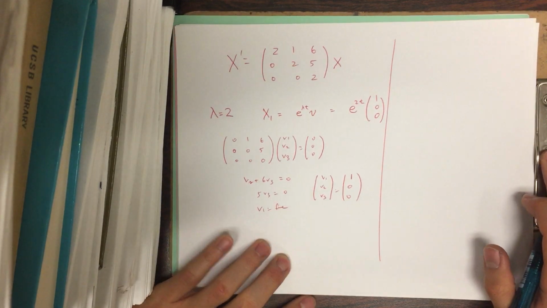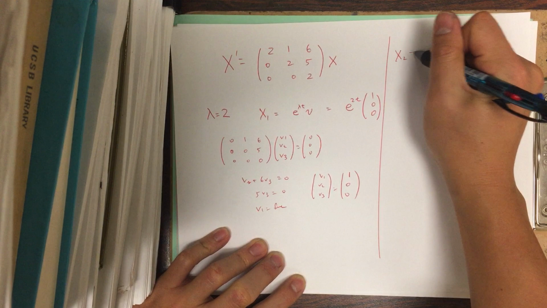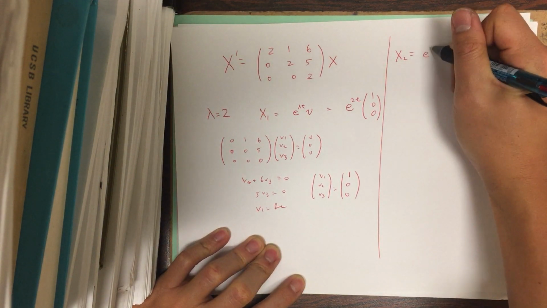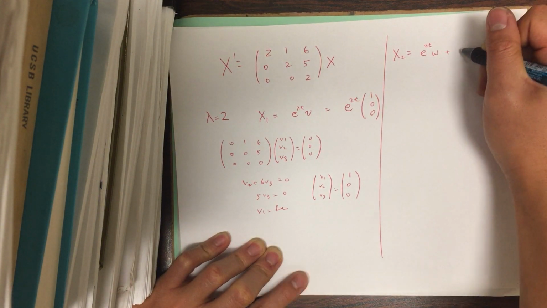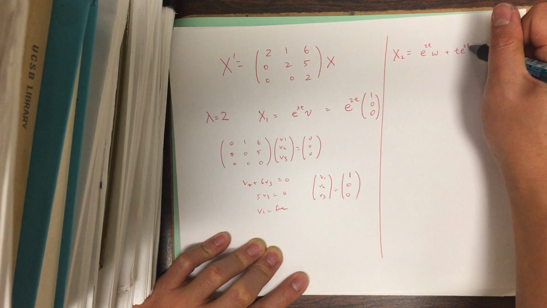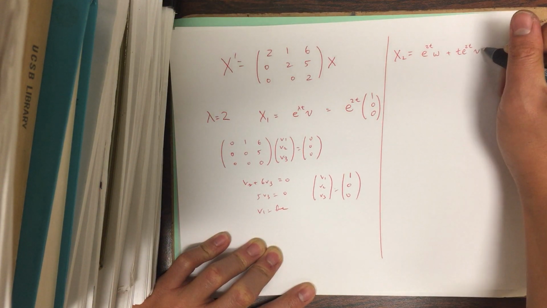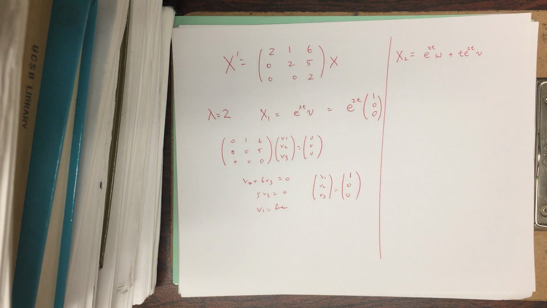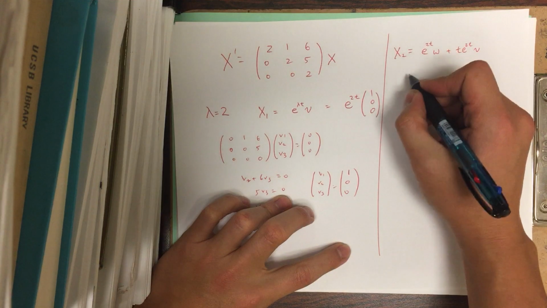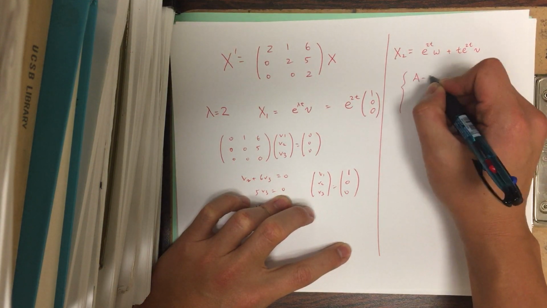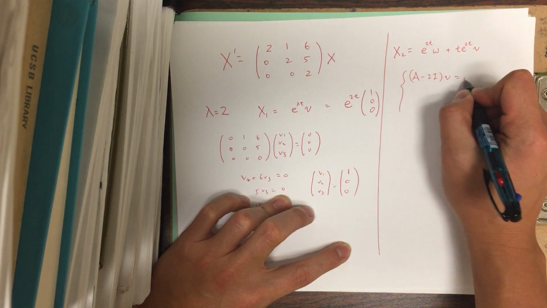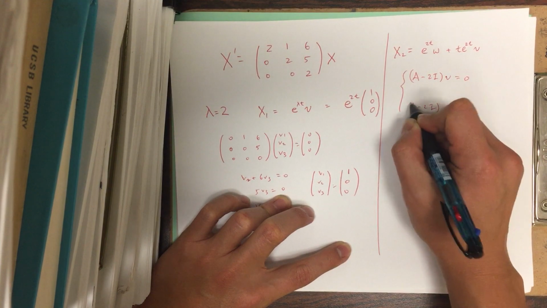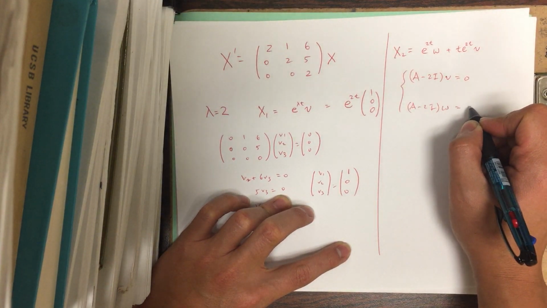So now we need another solution. And so we make a guess, like last time, that it's going to be of the form e to the 2t w plus t e to the 2t v. Okay, and last time we did this abstractly, so the same matrix equation should hold, namely A minus 2I, where A is this, v equals 0, and A minus 2I, w equals v.